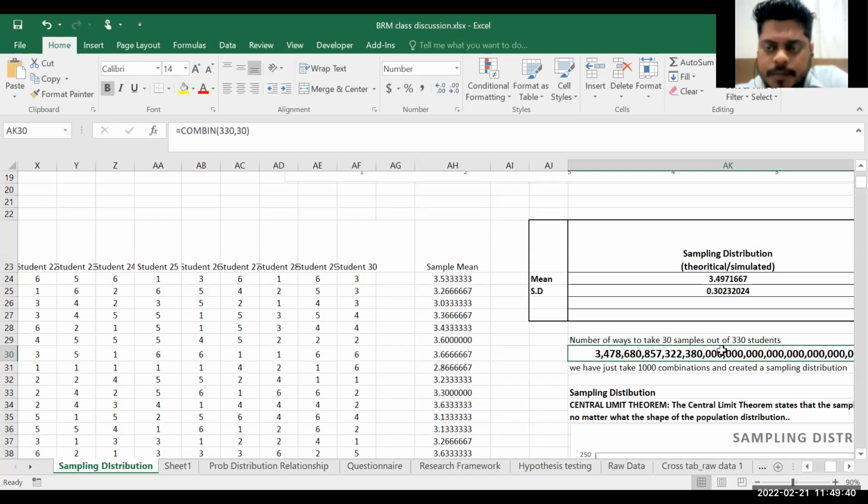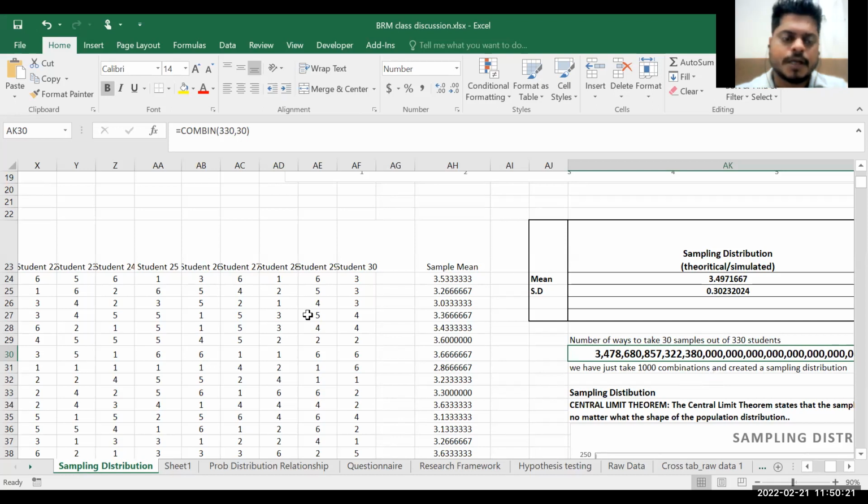Obviously, I'm not going to collect that many samples, right? So when you talk about a sampling distribution, remember that it is always a theoretical or hypothetical distribution. It is not that we're going to collect that many samples. It is the distribution if, theoretically, it were possible to take all the samples of size 30 out of 330 students and plot them, then that distribution of sample means would be a normal distribution. Let me show you through an example, because obviously I cannot show you this many samples.